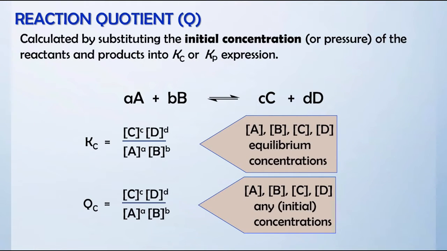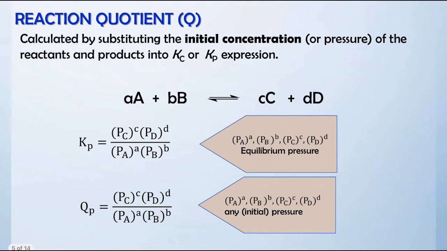Okay, Kc is the equilibrium concentration, must be in equilibrium, whereas Qc is the reaction quotient at any concentration. Next for Kp and Qp. Kp is the equilibrium constant for pressure, whereas Qp is the reaction quotient for pressure at any value of pressure.